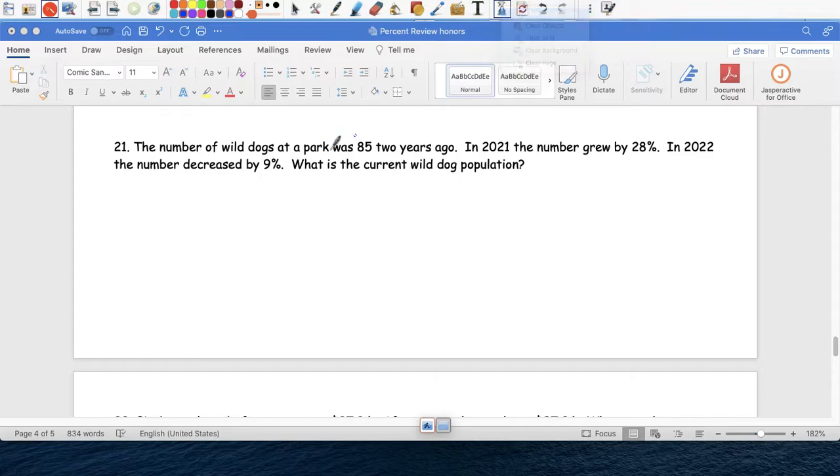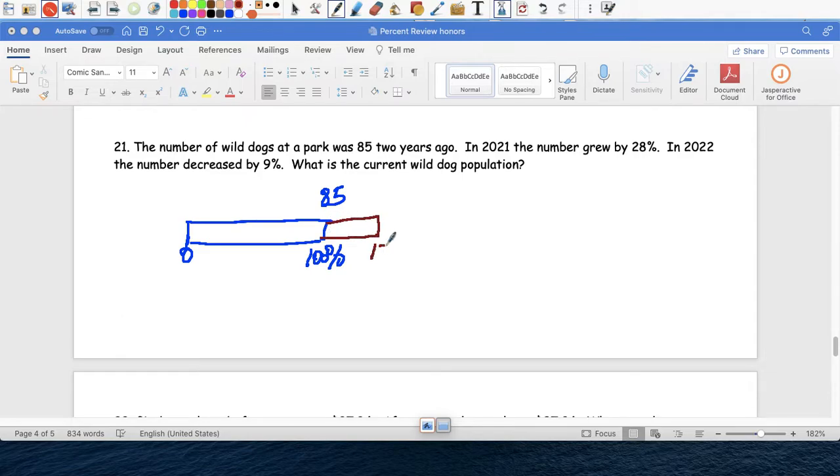Let's do this in parts. So two years ago, the population was 85 wild dogs. In 2021, that number grew by 28%. So we're going to take this and increase it. So the number of wild dogs increased by 28%. If I wanted to find the increase, it would be 85 times 1.28, and that's going to give us 108.8.